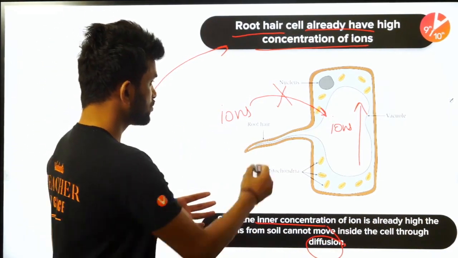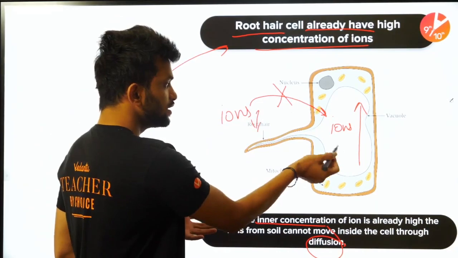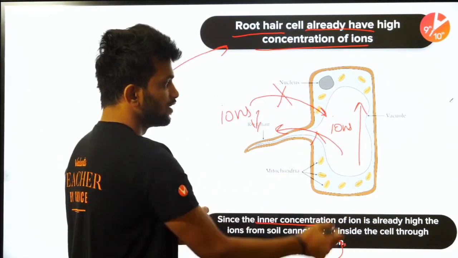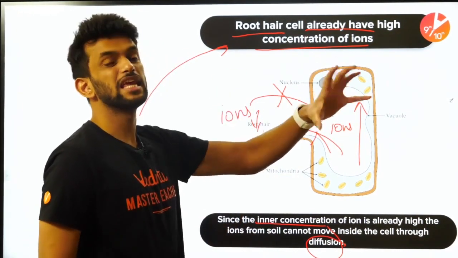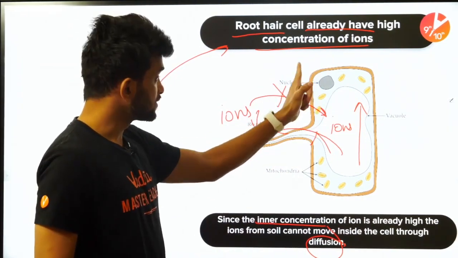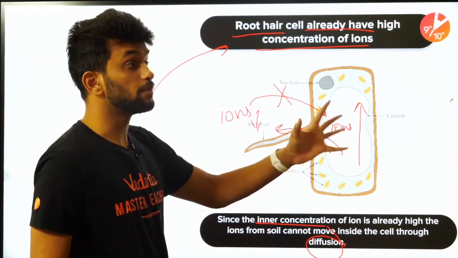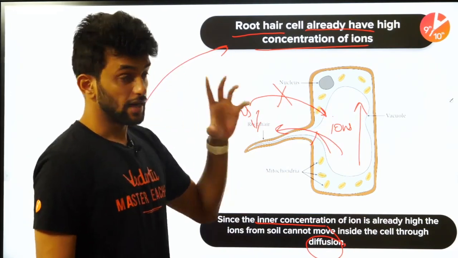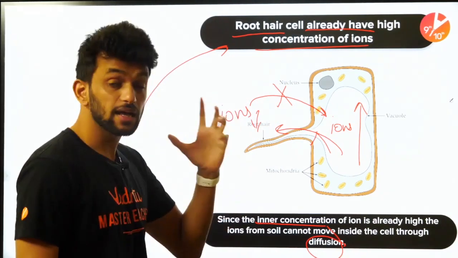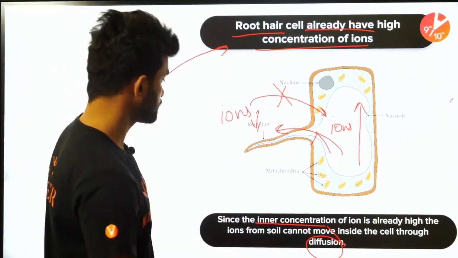Why would they go from a region of low concentration to a region of high concentration? Actually, they should come out from here, but they don't come out either. Why does it not come out also? Because the cell membrane is permeable to water but impermeable to ions. Very good, sir. Then what should we do now, sir? What should we do now?